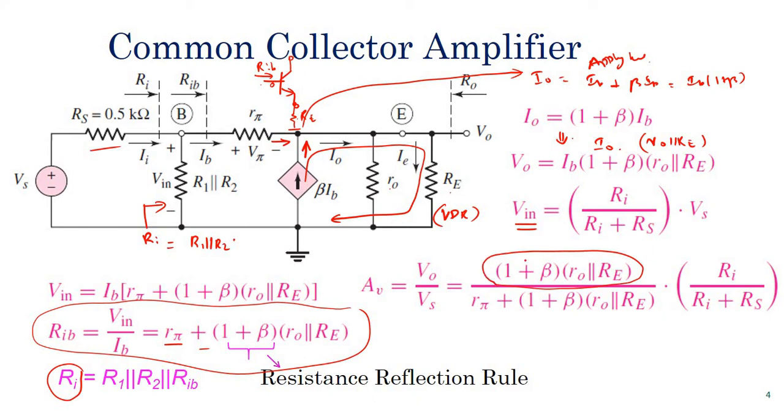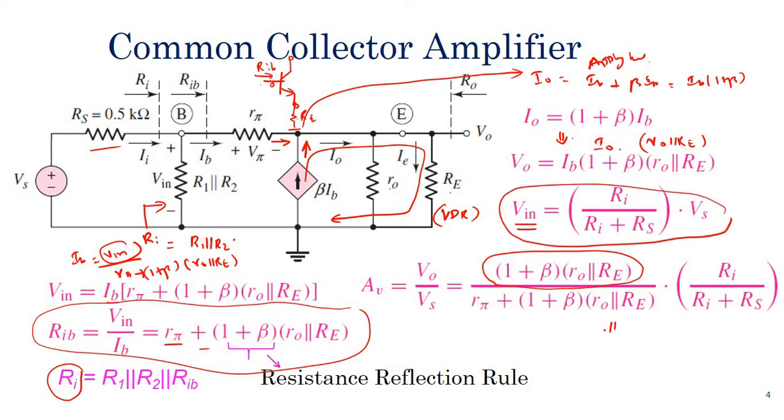Instead of Ib, I am going to write Ib is equal to Vin by R pi plus 1 plus beta into R naught parallel Re. So that's why you are getting this term. And Vin is again nothing but this. So you substitute all this, you will end up getting this equation, right? This is the exact gain.